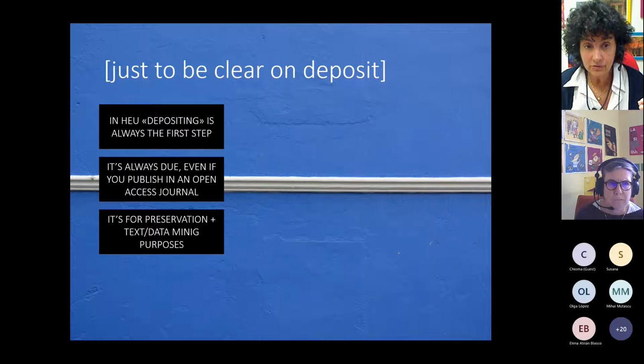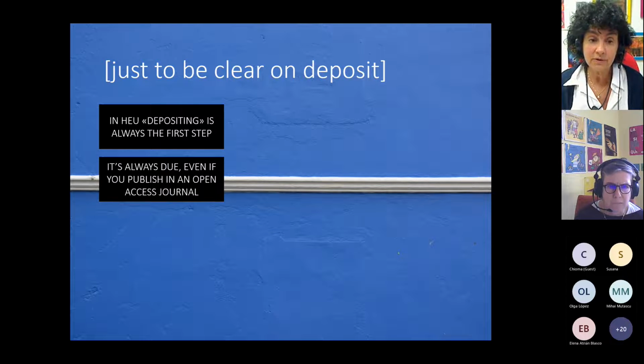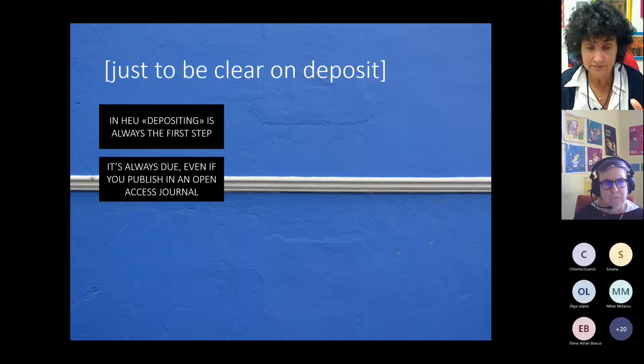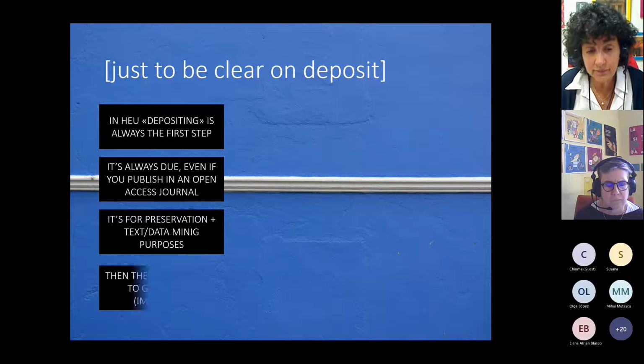In Horizon Europe, it's different. And in Horizon 2020, it was the same. So in Horizon Europe, depositing is always the first step. So you have to deposit first because it's for text mining, it's for preservation. So it's always due, even when you publish in an open access journal. Okay, that's the difference with normal life. It's for preservation and text mining purposes.